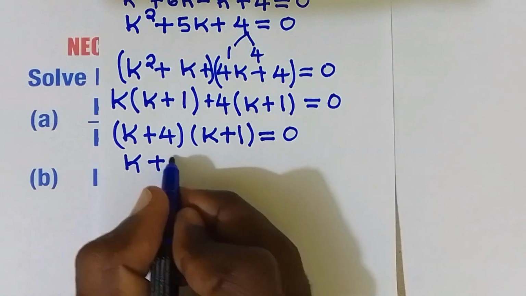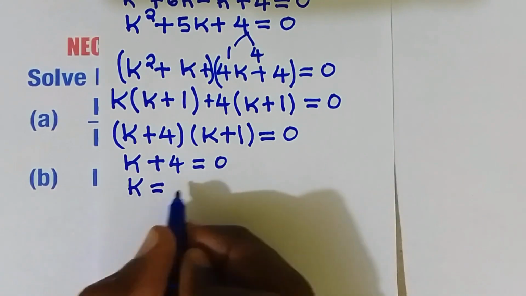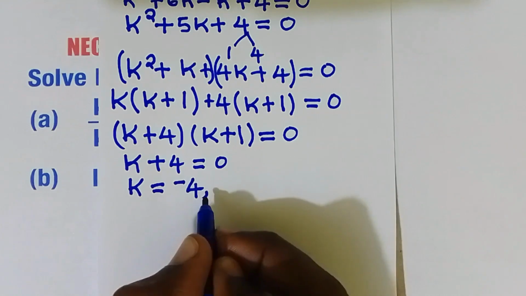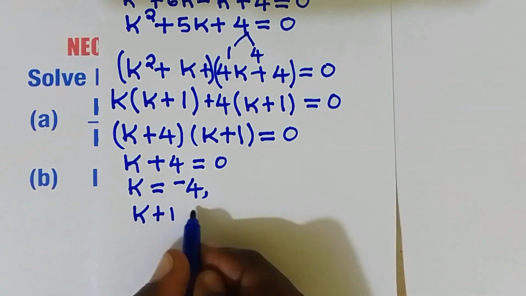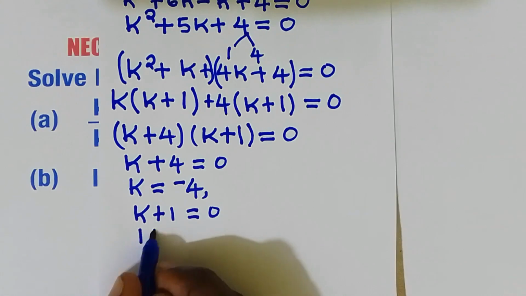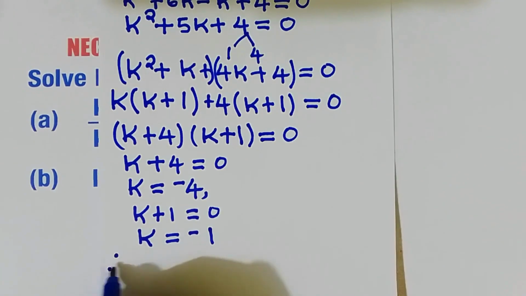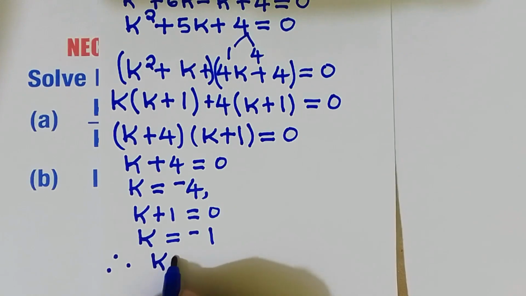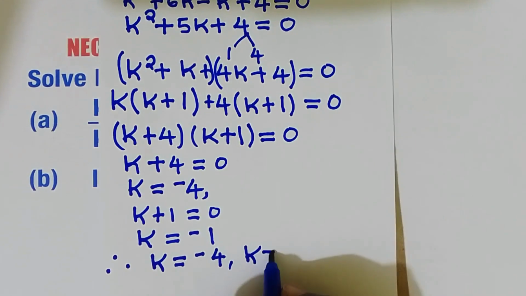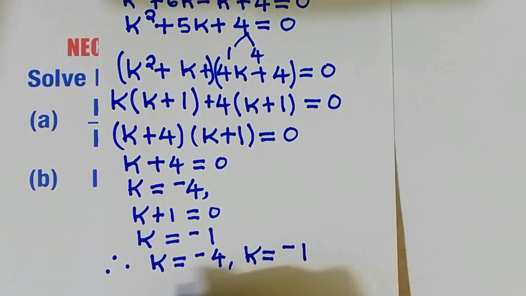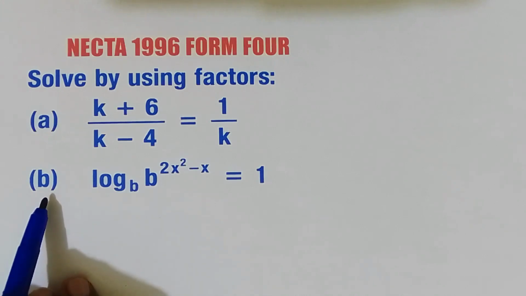So k plus 4 is equal to 0. That gives us k is equal to minus 4, and k plus 1 is equal to 0. That gives us k is equal to minus 1. So the value of k is equal to minus 4 and k is equal to minus 1. Let us go and solve b.